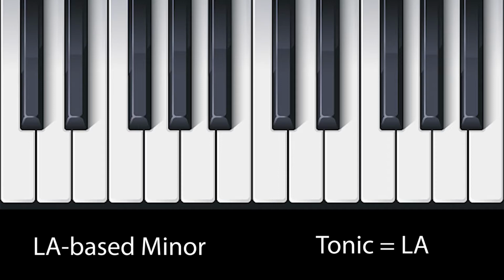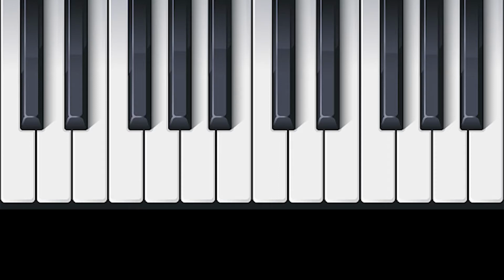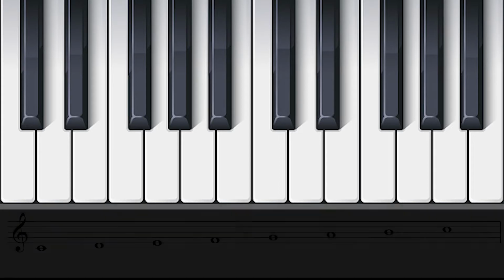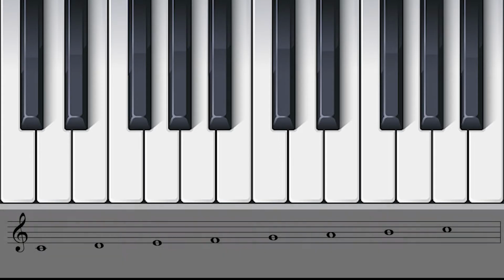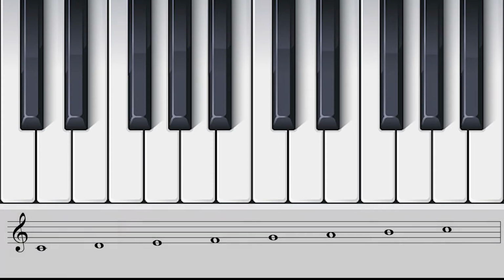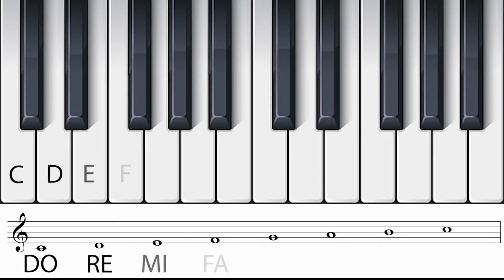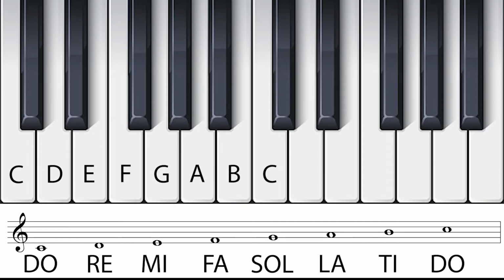In la-based minor, you sing solfege just as you would in the relative major key. For example, let's take C major. We can sing from C to C, or do to do, and have a major scale. Do, re, mi, fa, sol, la, ti, do.